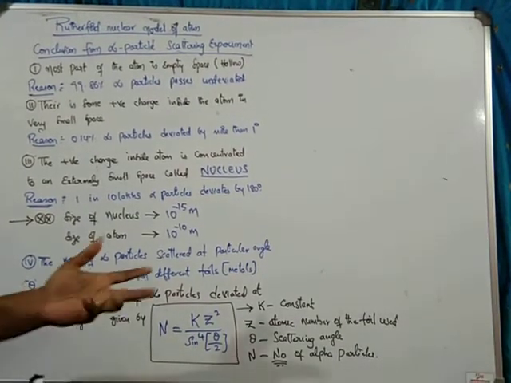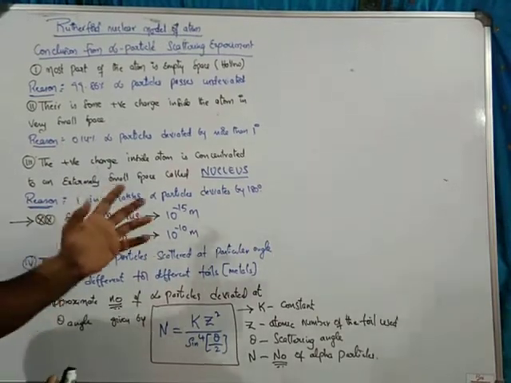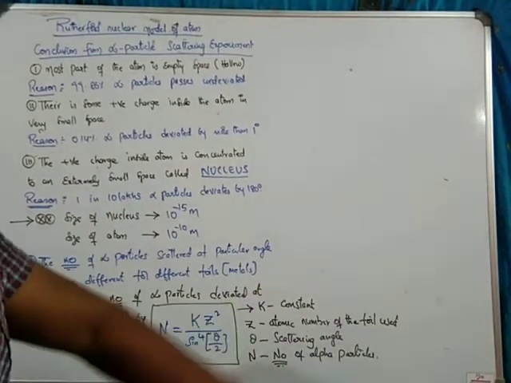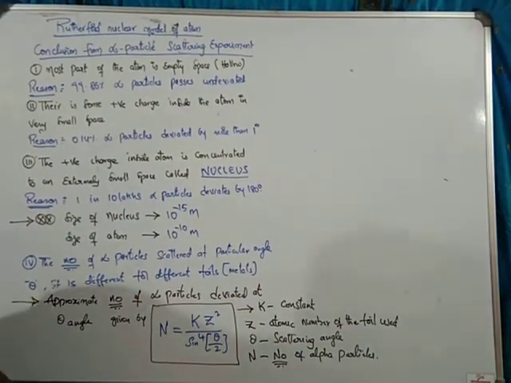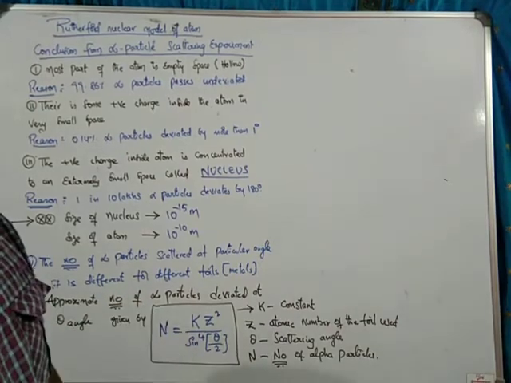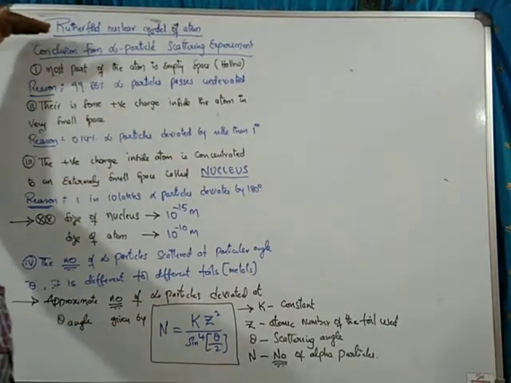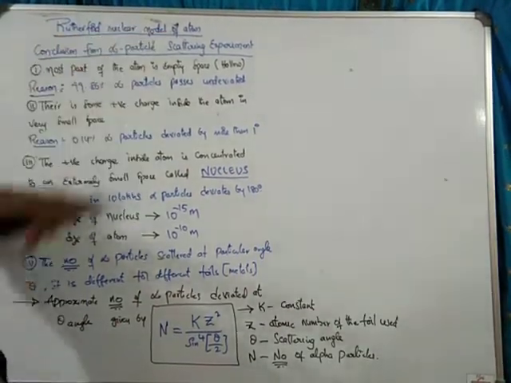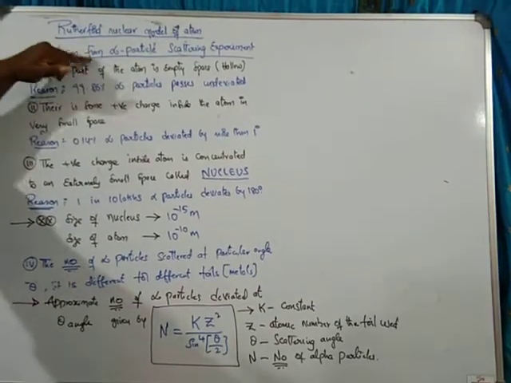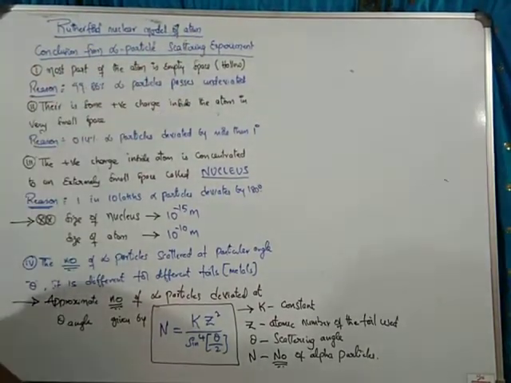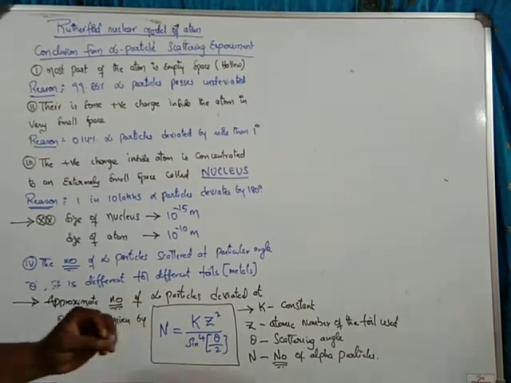Now, already we did the alpha particle scattering experiment, so we have some observations from Rutherford. So what are those observations? Rutherford nuclear model of atom. So conclusions from the alpha particle scattering experiment. So what are the conclusions?